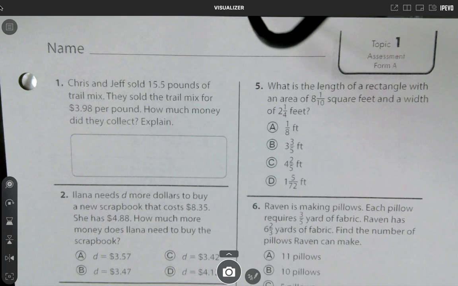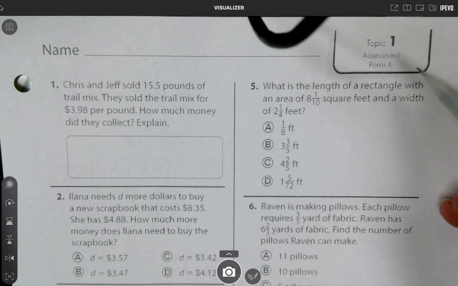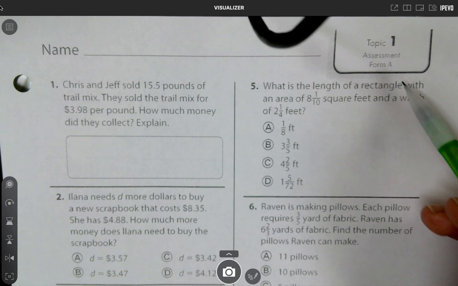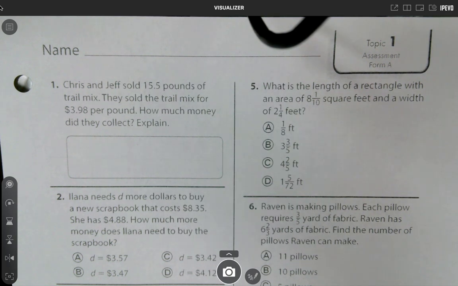Okay, guys, it says topic one assessment, but this is going to be the review, our study guide. And then topic assessment form B will be our test. So I'm going to do a video for each question and then upload that to YouTube so you can look at each question individually if you are struggling on some of these concepts.